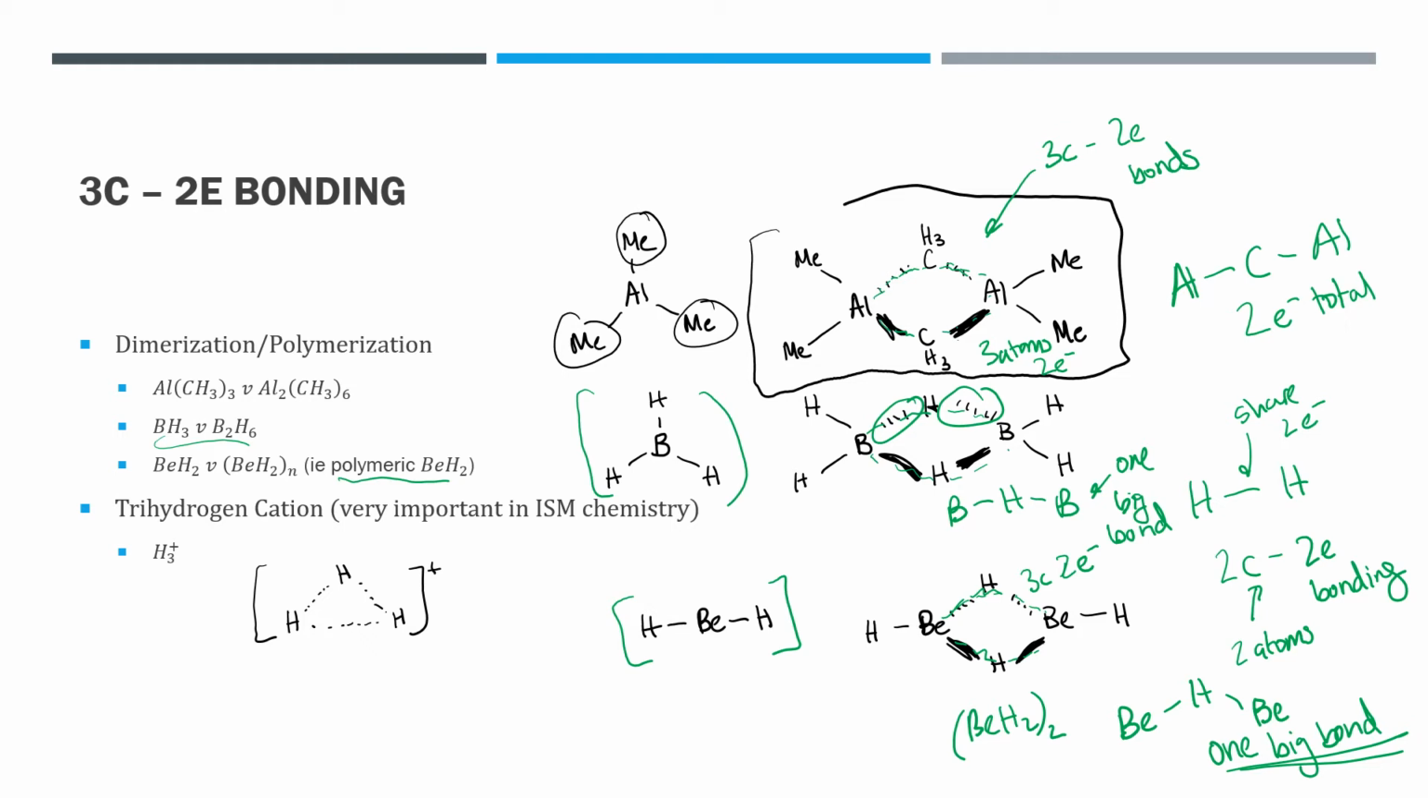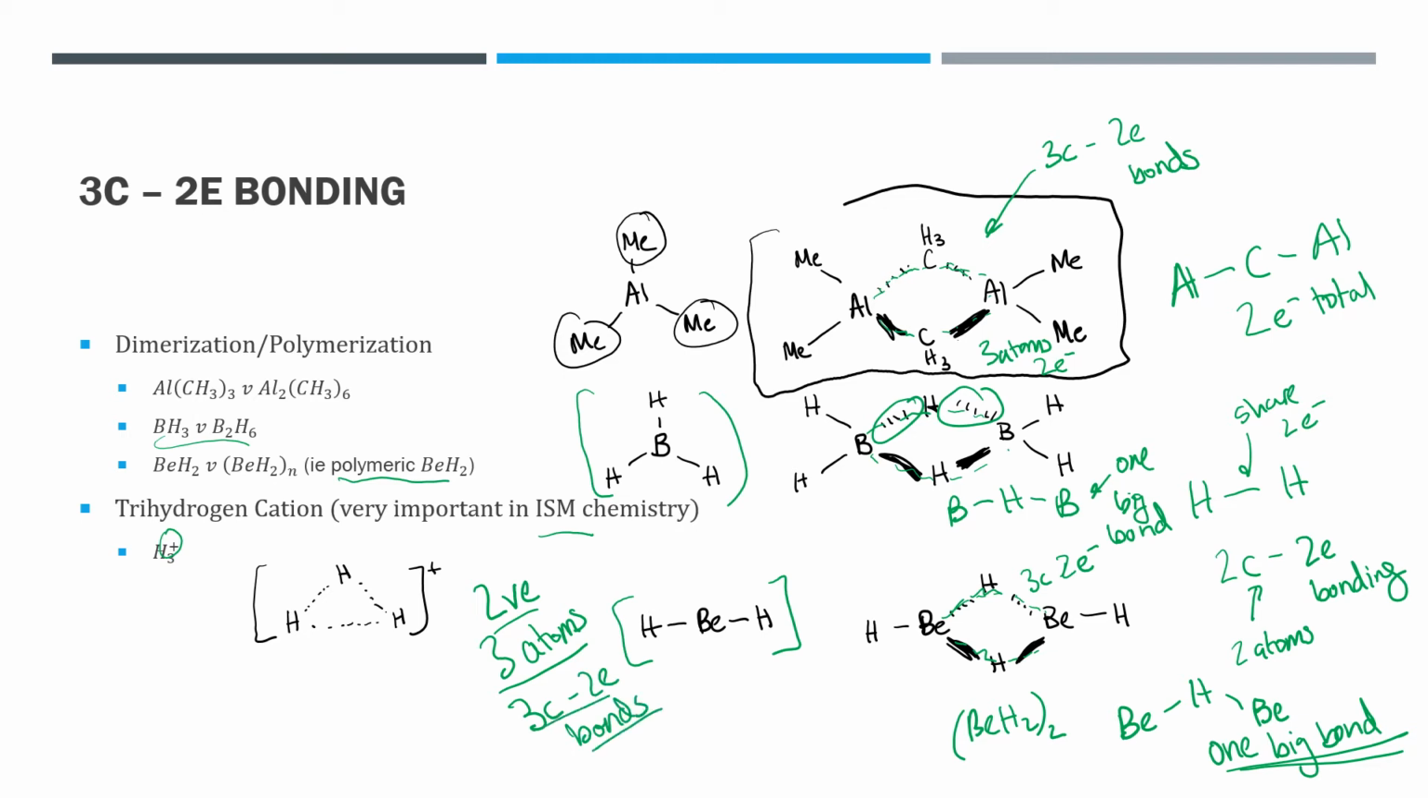The last example I want to show is the trihydrogen cation, which is very important in interstellar matter chemistry. In between stars in interstellar matter, this ion pops up a lot. And this is the H3 plus ion. So you automatically know, each hydrogen has 1 valence electron. We have 3 hydrogens, that's 3 valence electrons, but then we have a positive charge, so there must only be 2 valence electrons. We only have 2 valence electrons available for bonding, but we have 3 atoms. So again, 3 atoms, 2 electrons: a 3 center, 2 electron bond.